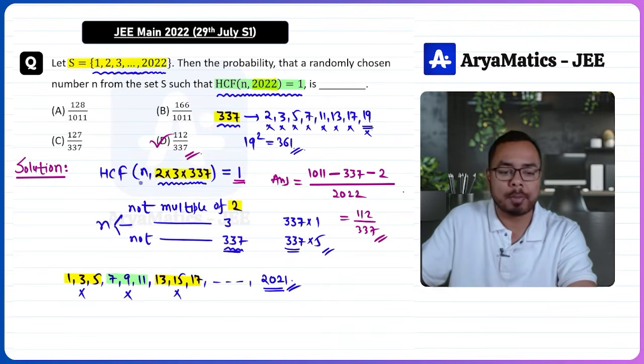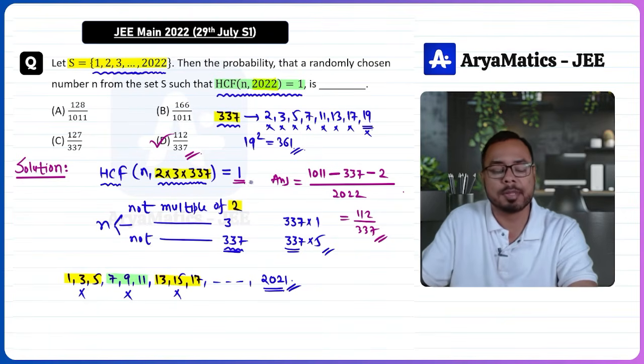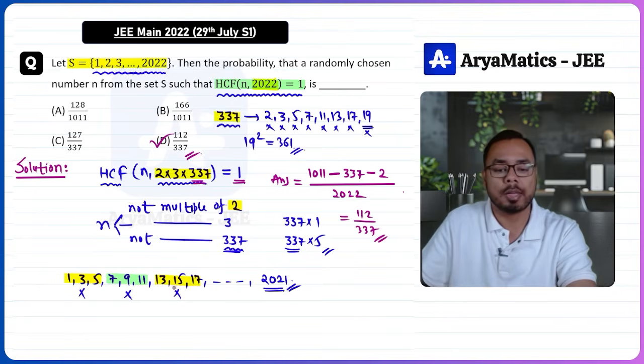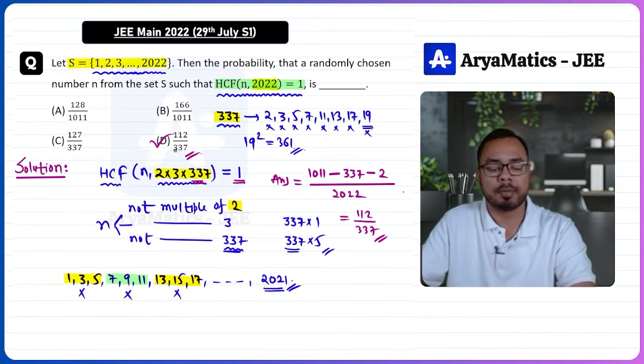So these HCF type problems are not difficult. You just have to be familiar with the basics: if HCF is 1, the number cannot be a multiple of 2 or 3 or 337. Right? First write the prime factors of this one, and then in total we got these many numbers. After simplification, the correct answer will be option D.